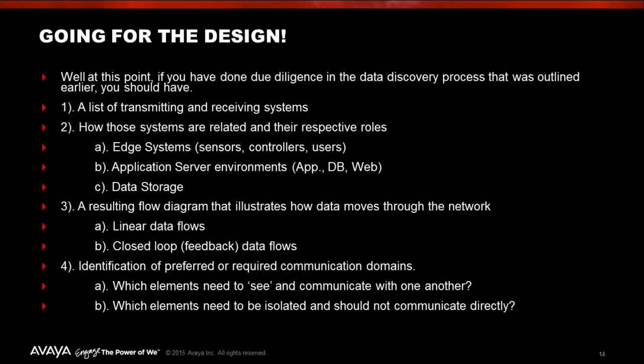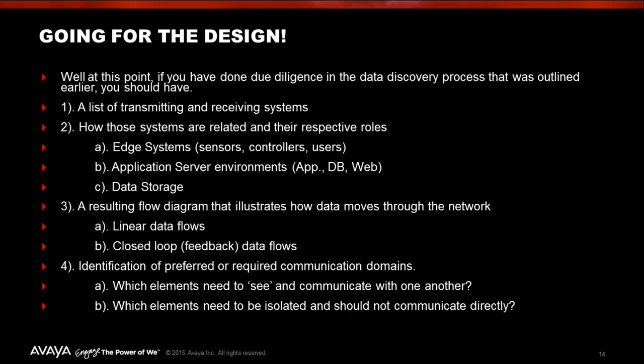Now, when you go for the design, if you've done everything right at this point, you should have a list of the transmitting and receiving systems. You should also have an idea of how those systems are related to one another and their respective roles. You should have an understanding of the edge systems, the controllers, the users that are accessing the environment and who needs to access it. You should have some idea of the application server environment, the application, the database architecture, any exposed web services or any internal web services, for instance for HMI, human machine interface type environments. And then finally, the data storage, consideration of methodologies, redundancies, extending the confidential data footprint to provide redundancies of storage. Remember, if you're backing something up, it's an extension of the confidential data footprint.